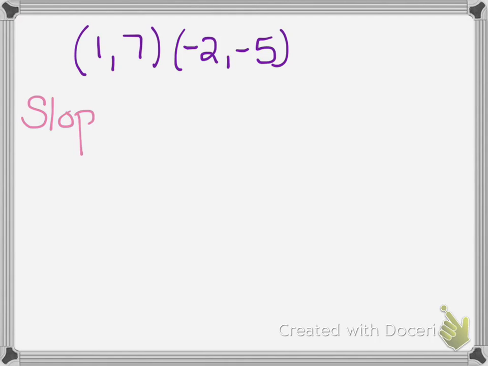Now if I gave you 2 points, 1, 7, and -2, -5, I want you to find the equation of this line. But we have a step we have to do first. First we need to find the slope. And to do this, we're going to use our slope equation. Remember, it's y2 minus y1 over x2 minus x1.